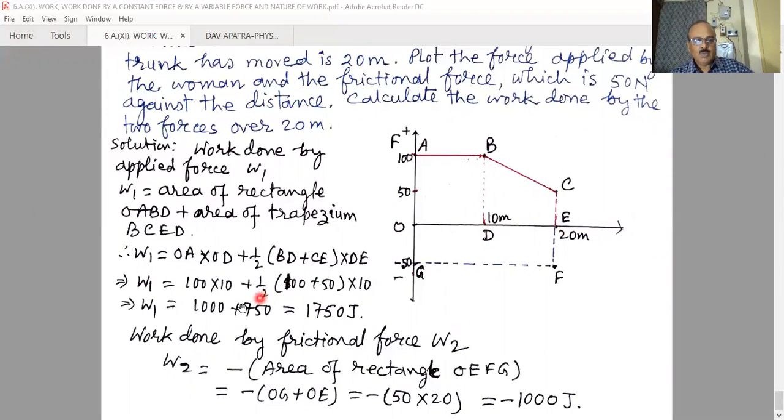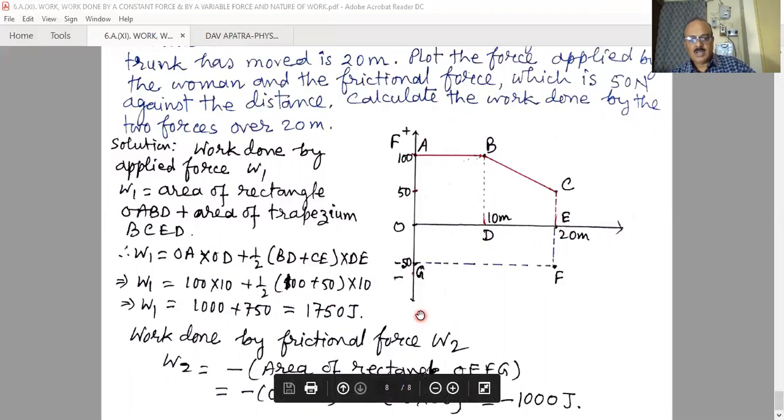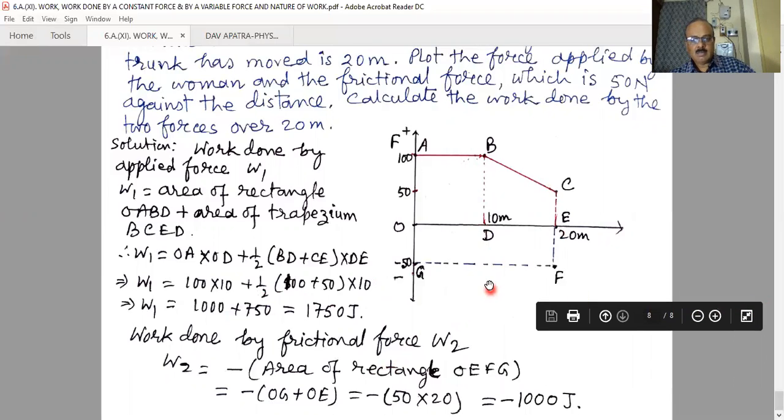By putting all these values, we can easily find the work done. That means it is an easier method to find the work done by the graphical method, if we get such variations and can draw the graph of displacement versus force.